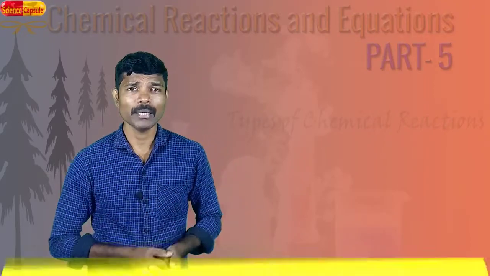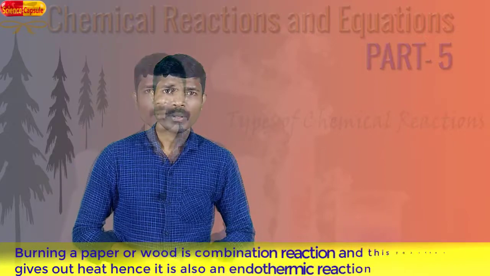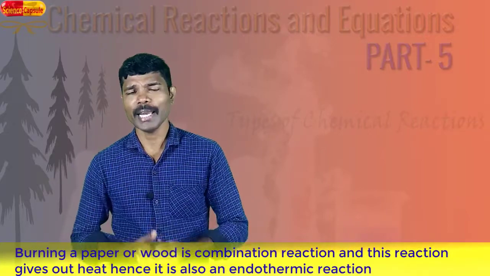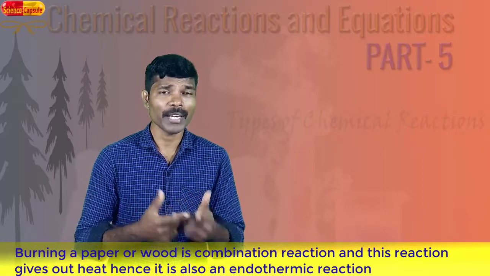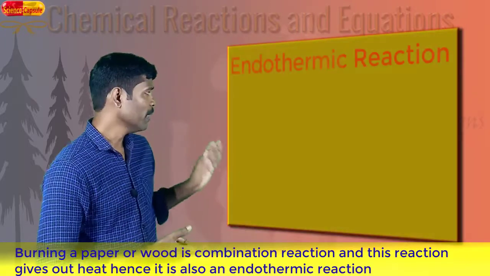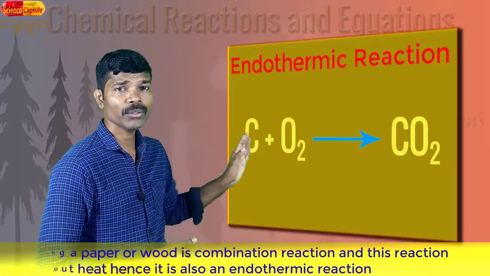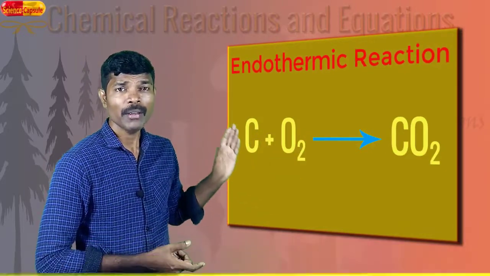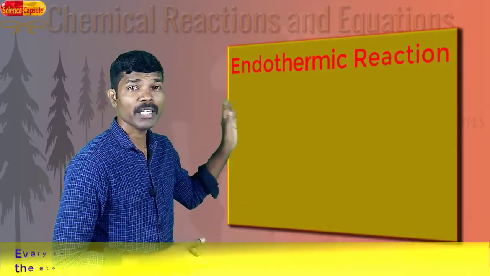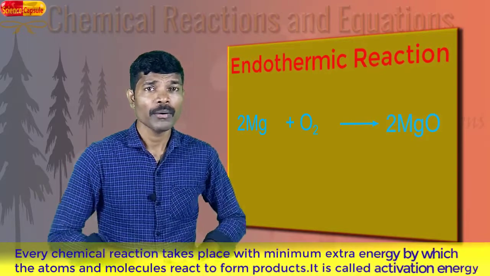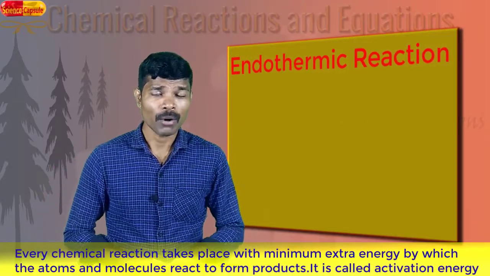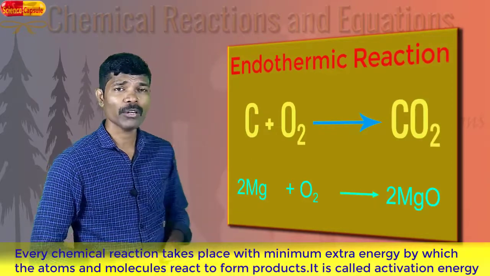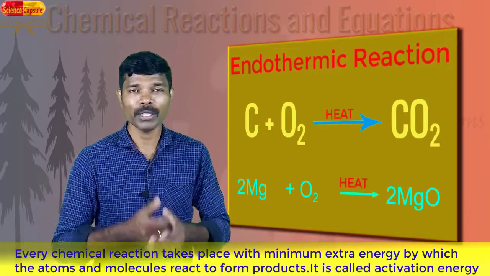So now we will discuss the endothermic reaction. Dear students, endothermic reaction is a type of reaction in which heat is supplied for the reaction to occur. For example, here carbon reacts with oxygen and gives carbon dioxide. In the earlier video we have seen that magnesium ribbon burns in oxygen and gives magnesium oxide. These two reactions we have taken in combination reaction. The same reaction can also be taken for endothermic reaction.